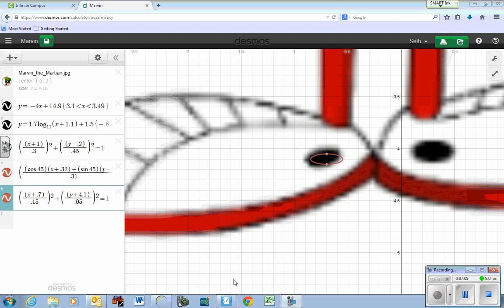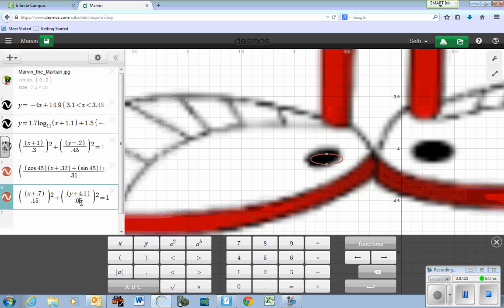Okay, so here was my first try at it. I picked the center to be negative 0.7, negative 4.1, x radius 0.15, y radius 0.05. So it's pretty close. I think I'm going to make it a little bit taller, make that 0.07, and I'm going to make it a little bit more to the left. So instead of x plus 0.7, I'll make that 0.8, maybe too much, let's call that 0.75. Maybe a little better. I can still tinker with that in a minute, but let's tilt it now.